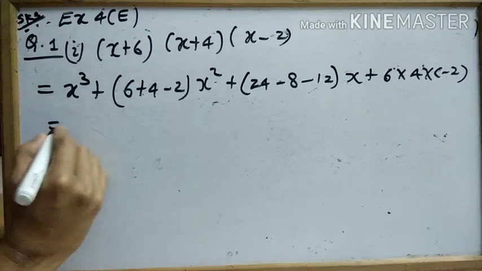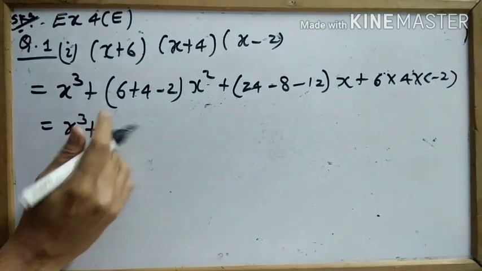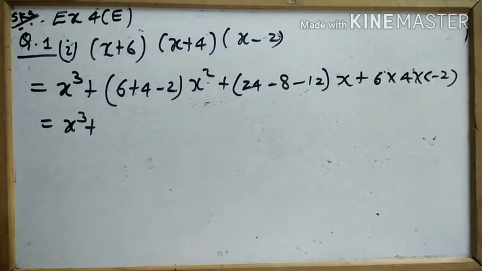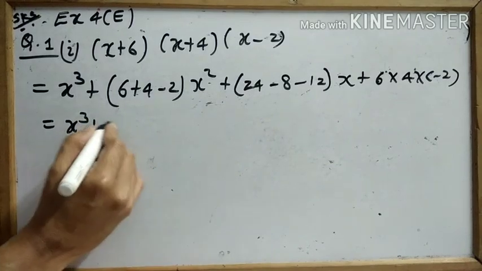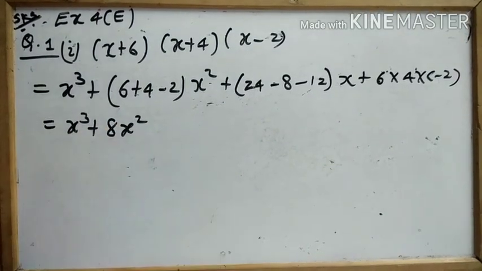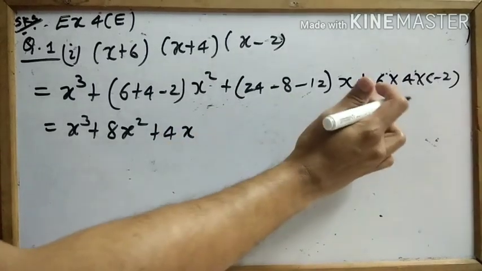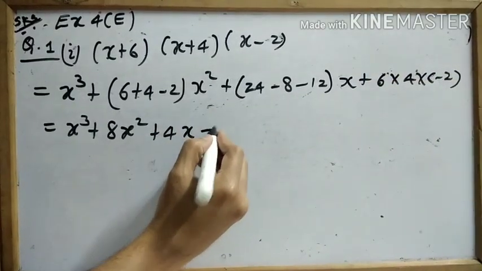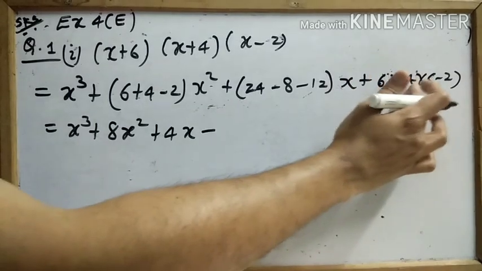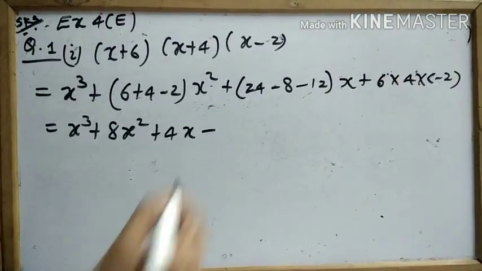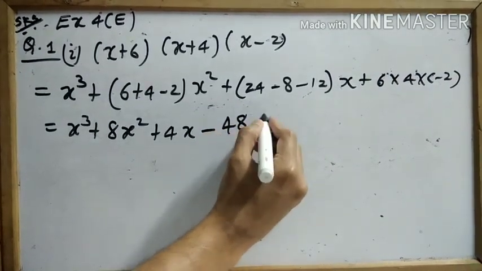What happens here? You see x cube remains as it is. Simple arithmetic: 6 plus 4 is 10, 10 minus 2 is 8. So it will be 8x squared. Now here you can see it will be 4x, and the product of this will be a negative term. 6 fours are 24, 24 into 2 is 48. So this is your answer.